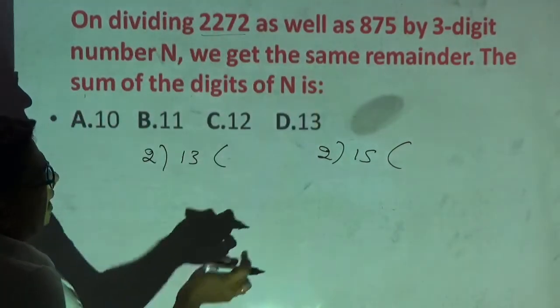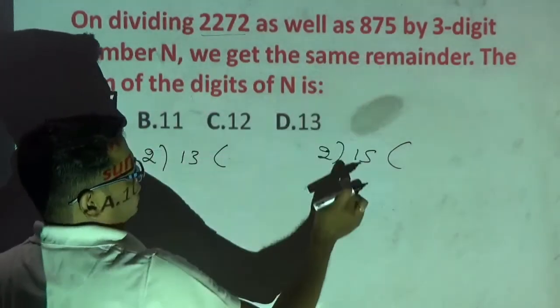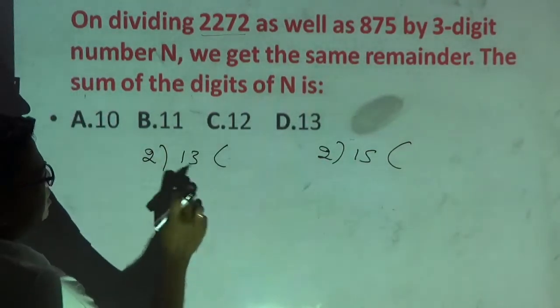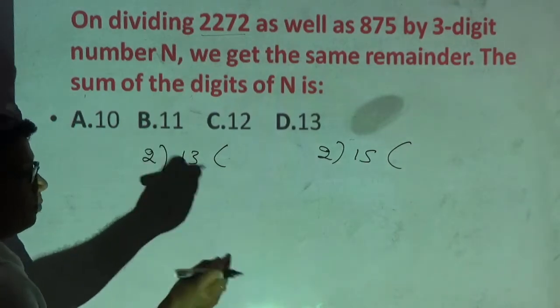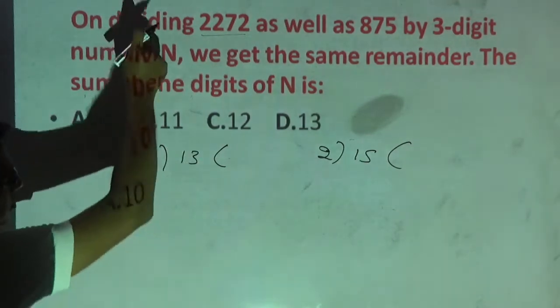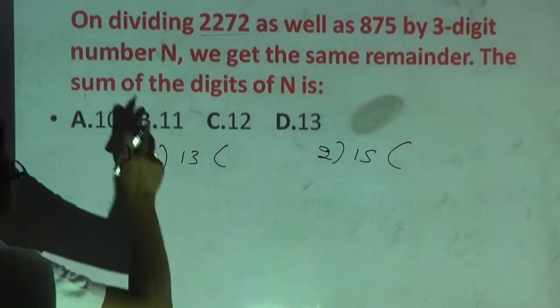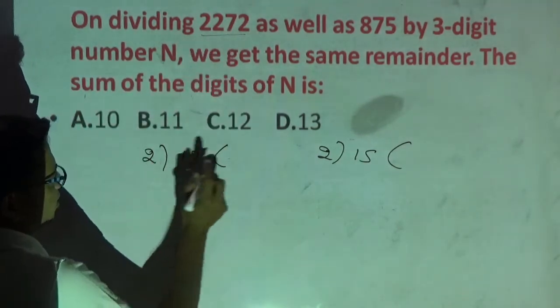And also I am dividing 875. Instead of 875, I have taken 15, by a 3-digit number. Instead of a 3-digit number, I have taken a single digit number to make you understand this problem. Later I will go for the particular question. On dividing, they are saying the remainder is the same. Please see here, 2 6s is what?